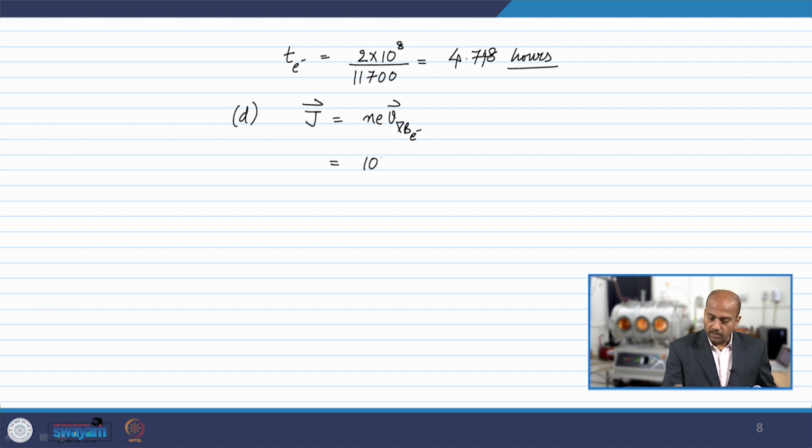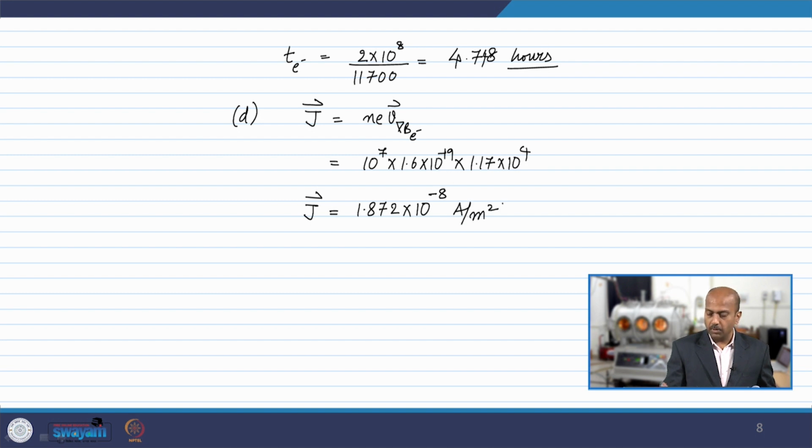So, N is 10^7 particles per unit volume times the charge, which is 1.6 × 10^-19 coulombs for the electron, and the velocity that we have calculated is 1.17 × 10^4. So, the ring current density will be 1.872 × 10^-8 ampere per meter square. Right.